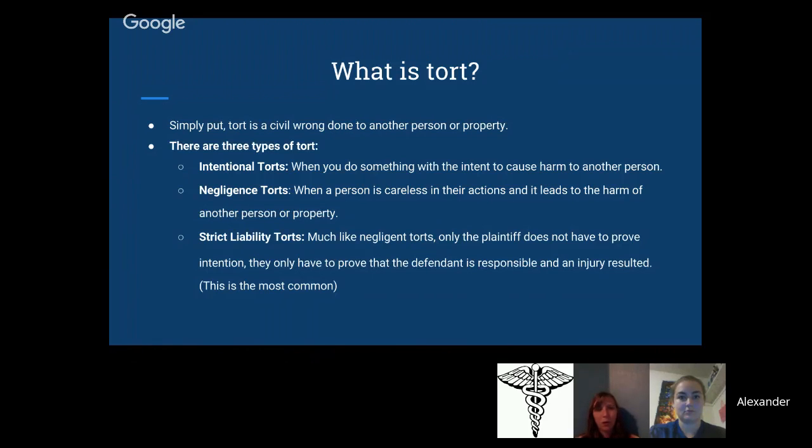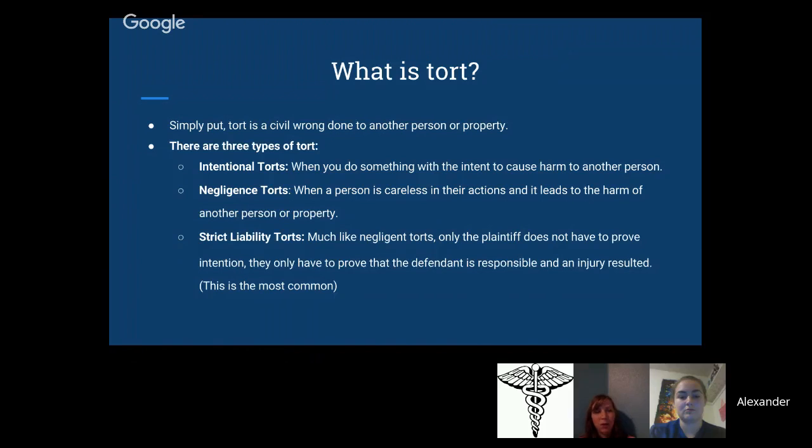So there are 3 types of torts. The first one is when you intentionally do something to cause someone harm or their property harm. The next one is negligence, and this is when a person is basically careless in their actions and it leads to the harm of another person or property. And as you read the material in the course this week, it's more specific in that it says that a reasonable person would do these things.